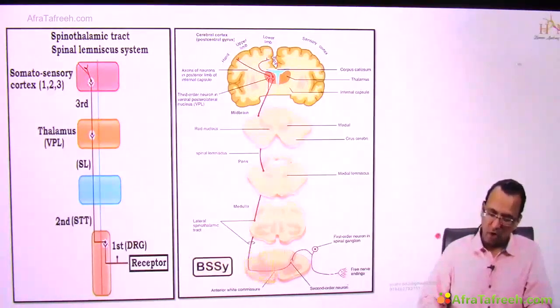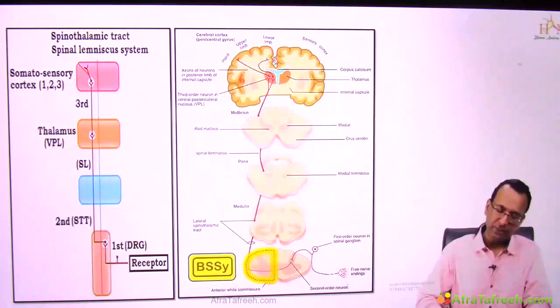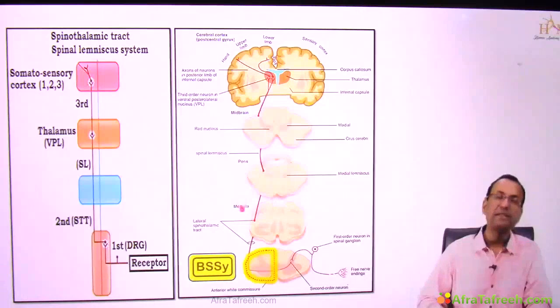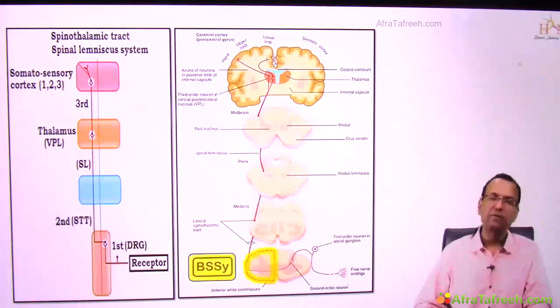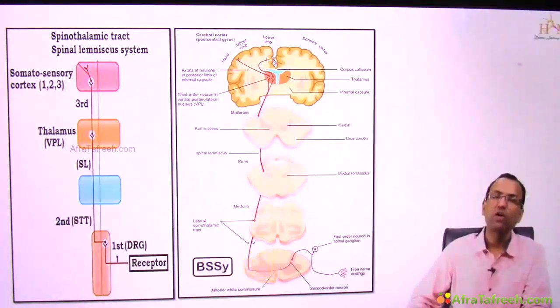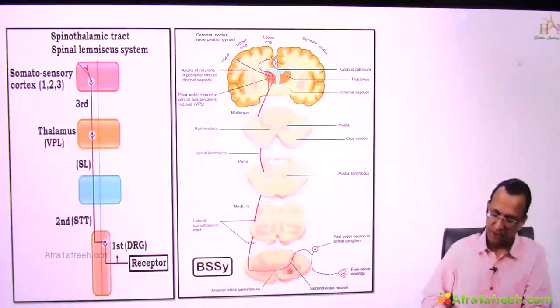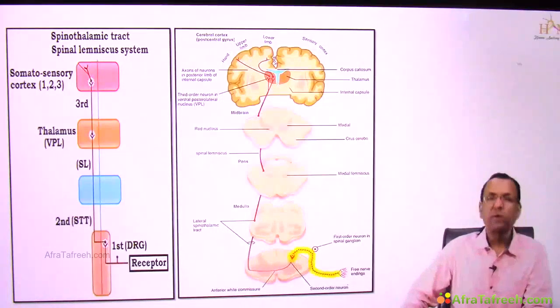You mean to say all three patients, maybe the injury was in the internal capsule, or maybe in the brainstem, or maybe in the spinal cord, all three patients have contralateral loss of pain and temperature in the body. Yes, that is what you have to remember. It is a crossed tract; it has already crossed in the anterior commissure. Okay, fine. There is one more piece of information.